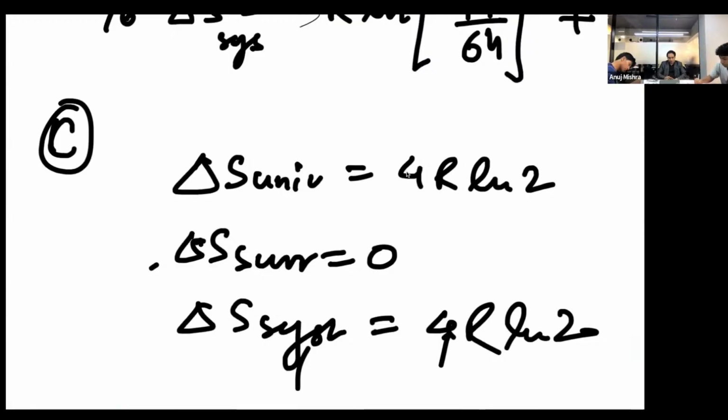Any problems, any issues, any difficulty, you may ask. Sir, delta U is 0, so why did you say T1 equals T2? Delta U is nCv delta T. So delta T is 0, T1 is T2. Okay, did you understand fully? So the first term is 0, nCv ln T2 by T1 becomes 0. What is the remaining? 4R ln 2. That's the answer.